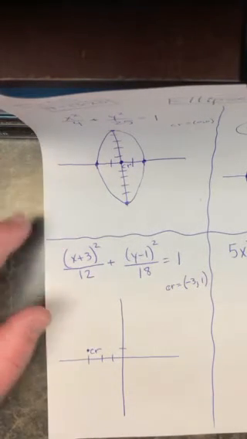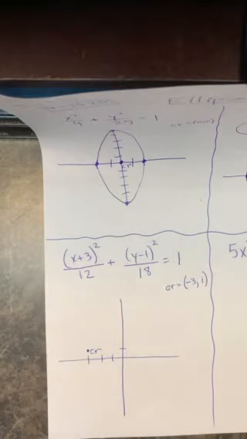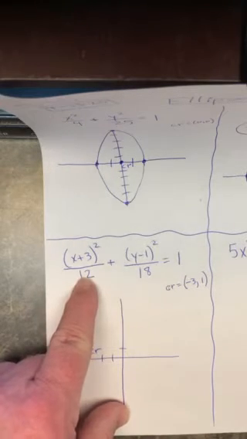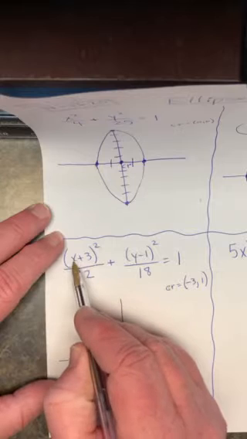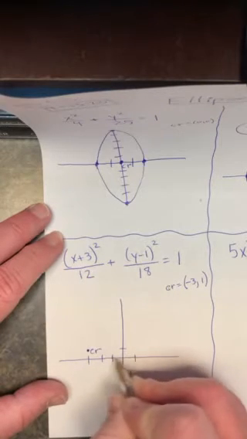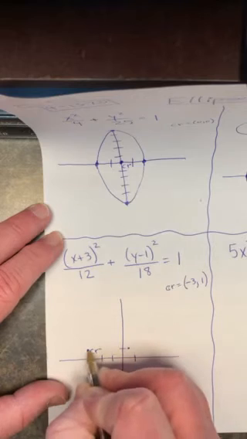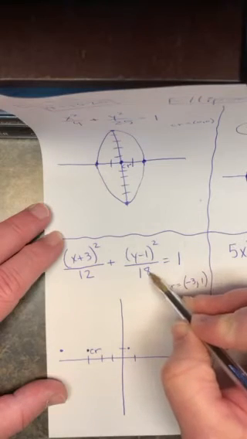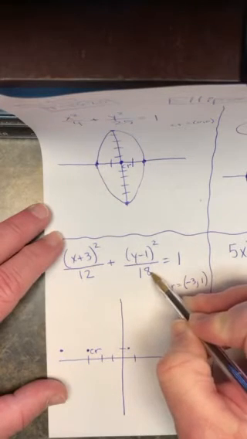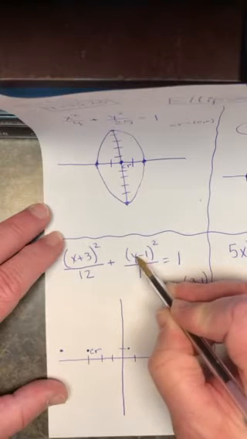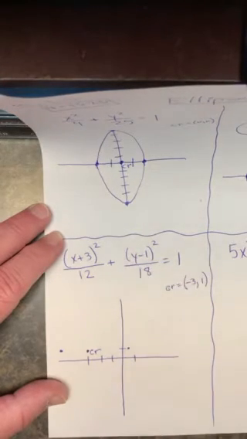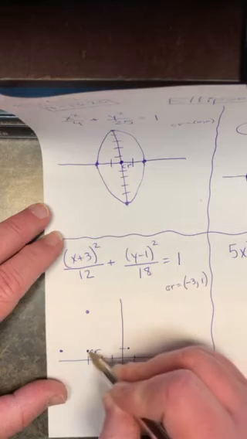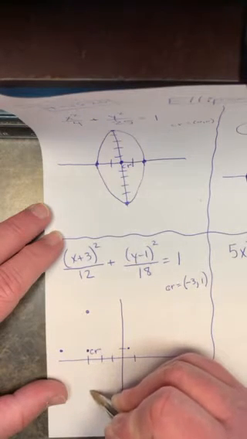Now, guys, careful. These are not perfect squares, of course, on the bottoms of the fractions. The square root of 12 is what? 3.5, I believe. So since the x squared has a 12 under it, I'm going to go right 3.5, and left 3.5. The square root of 18 is 4.2, if you did that on your calculator. So the y has a 4.2 for its bottom value. So I'm going to go up 4.2, and down 4.2.